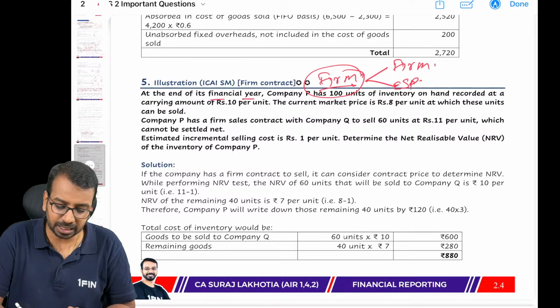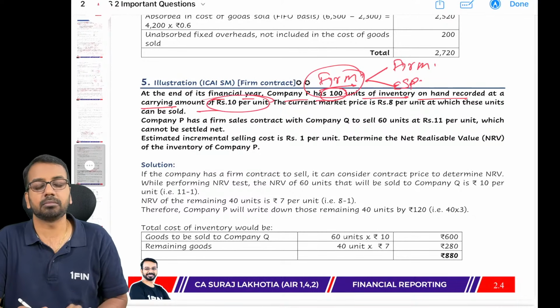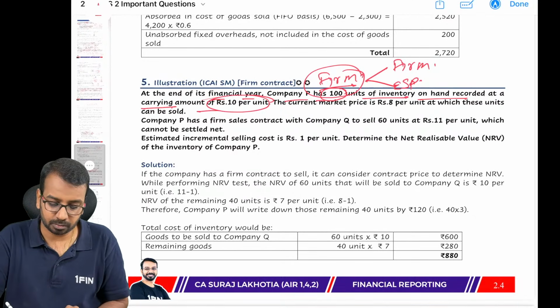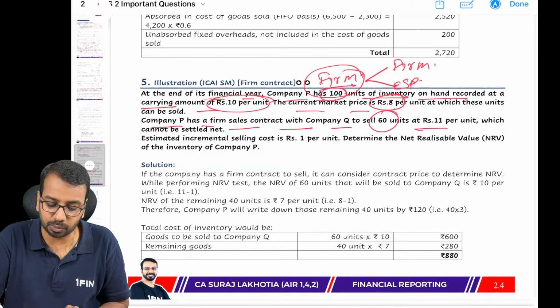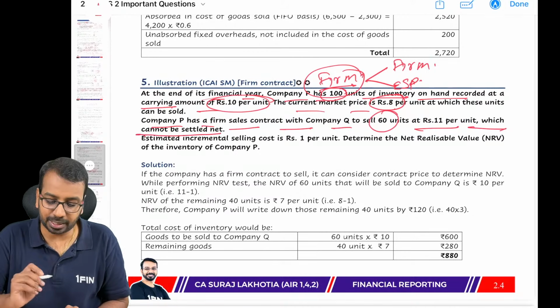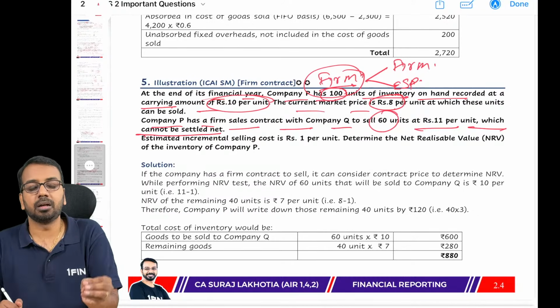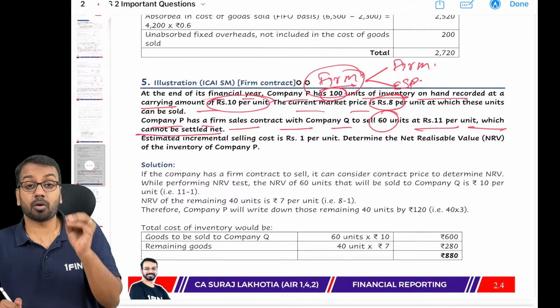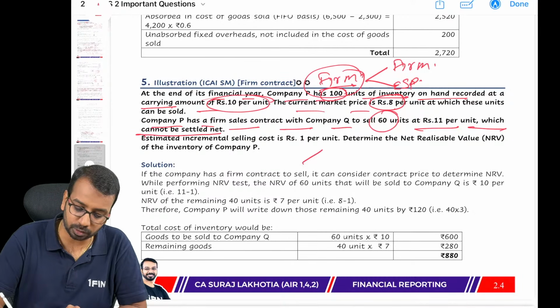At the end of the financial year, company P has 100 units of inventory on hand recorded at a carrying amount of 10, meaning 10 is the cost. Current market price is 8 and company P has a firm sales contract with company Q to sell 60 units at 11 per unit, which cannot be settled net. What does that mean? That means I have to settle that contract by delivering inventory. So how do I do the valuation?